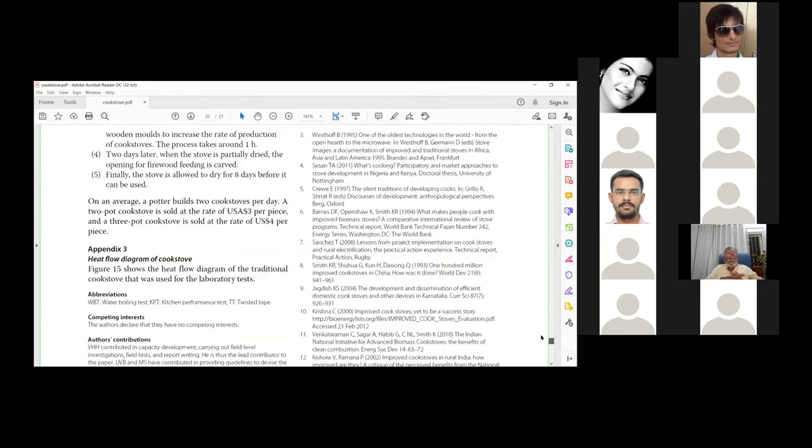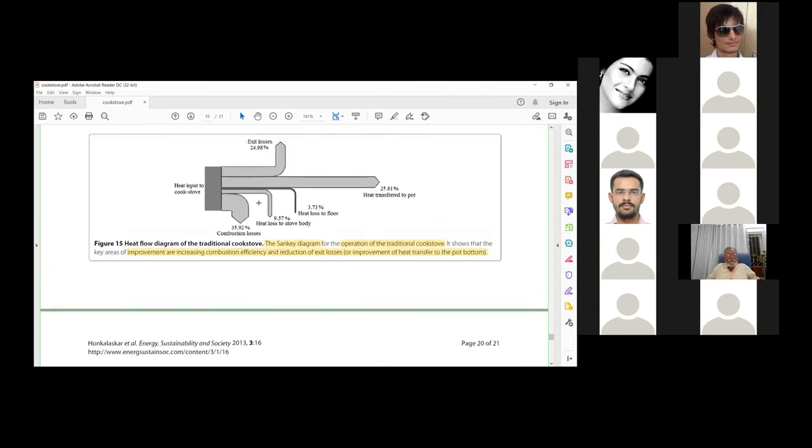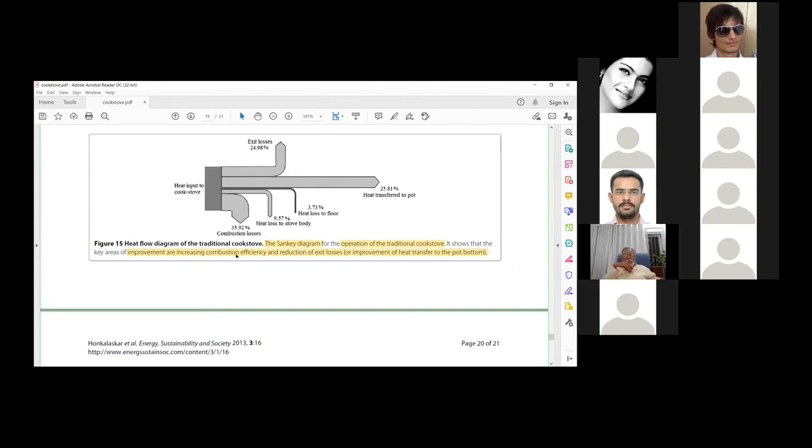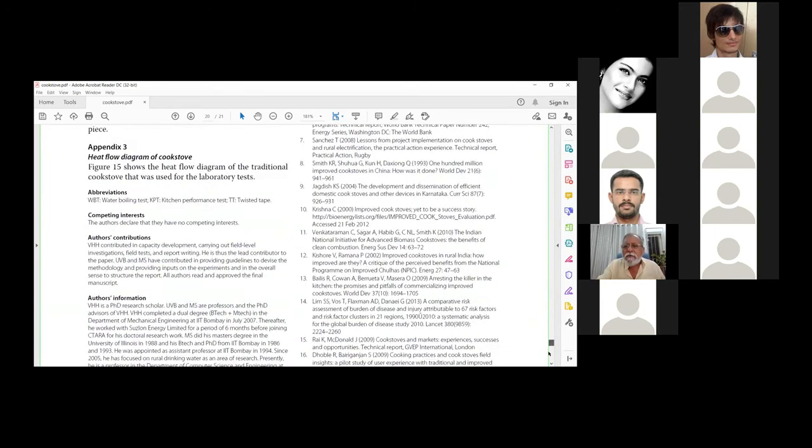Very nice. They also divided the percentage of heat input to the cook stove. Only 25.81% of the heat is transferred to the pot. Exit losses are 24.98% and combustion losses are 35.92%. So they improved the combustion efficiency and reduced the exit losses. Very good. Thank you.